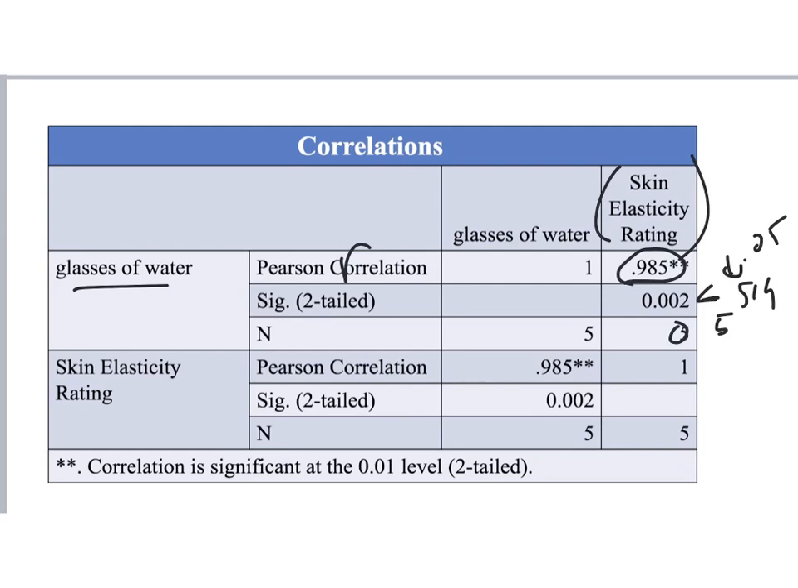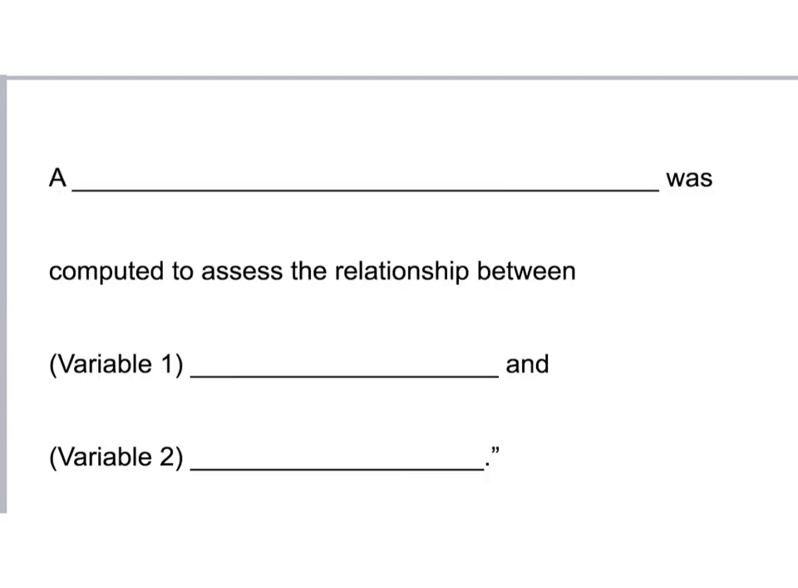If you ever see the 2 dots, usually it's going to say down here at the bottom where it says correlation is significant at 0.01. Well, we go with 0.05. So in terms of this, we know that it's significant. Back to the last slide: glasses of water and skin elasticity.